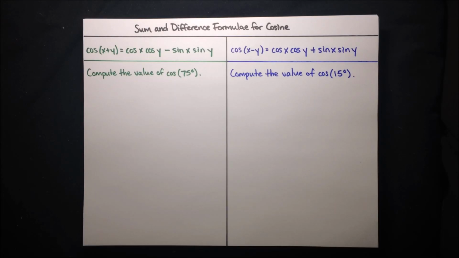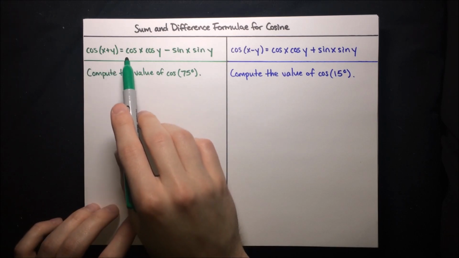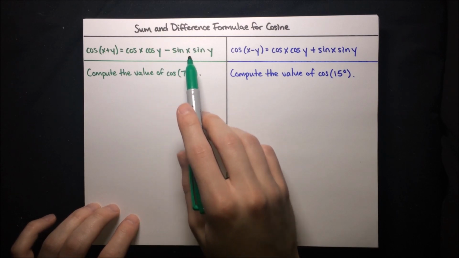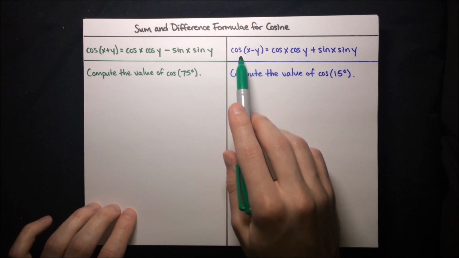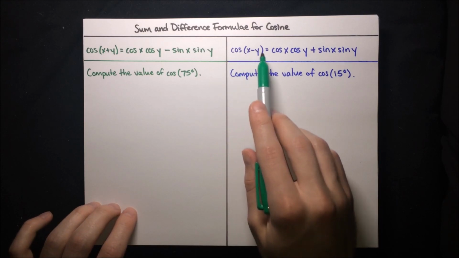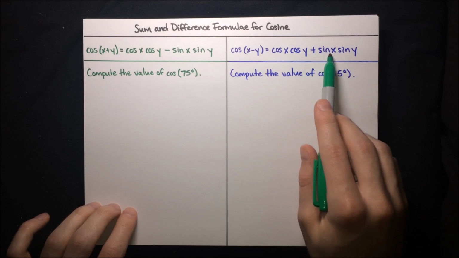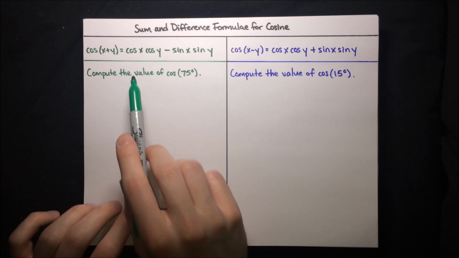In this video, I'm going to show you how to use the sum and difference formulae for cosine. So we've got the sum formula: cosine of x plus y is equal to cosine x times cosine y, then minus sine of x times sine of y. And then likewise we have a difference formula: cosine of x minus y is equal to cosine of x times cosine of y plus sine of x times sine of y. So why don't we do some examples of these formulae in action.